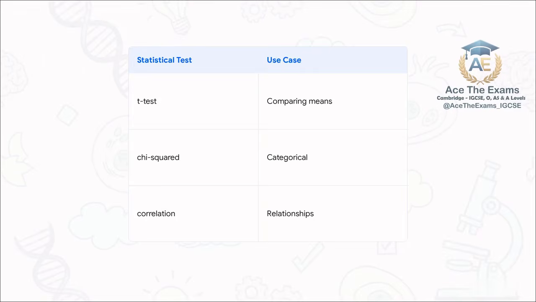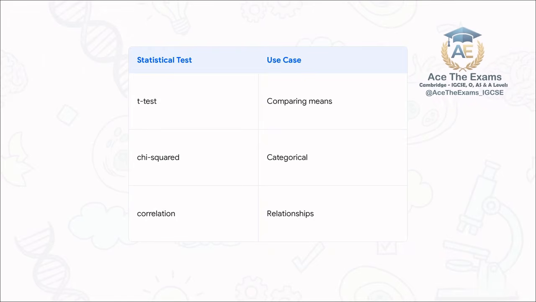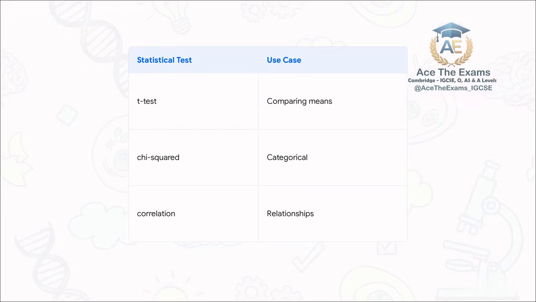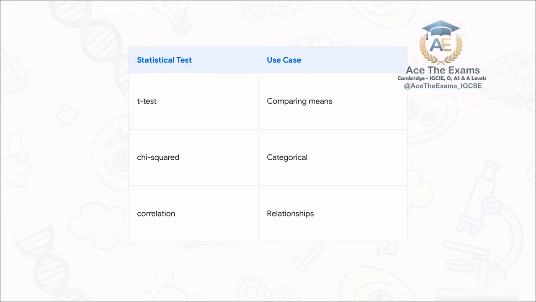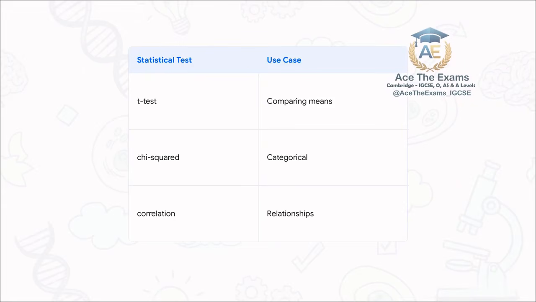Use a t-test when you're comparing the means of two different sets of data, like, say, the tensile strength of two different plant fibers. Use the chi-square test when you're dealing with categorical data, and use correlation tests when you're looking for relationships between two continuous variables, like cellulose concentration and cell wall rigidity. Seriously, memorize these use cases.